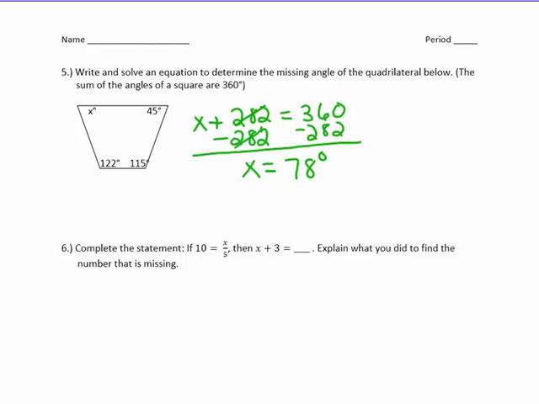All right, complete the statement. If 10 equals x over 5, then x plus 3 equals, explain what you did to find, you know what, we're not doing this problem. So you can forget about that one.